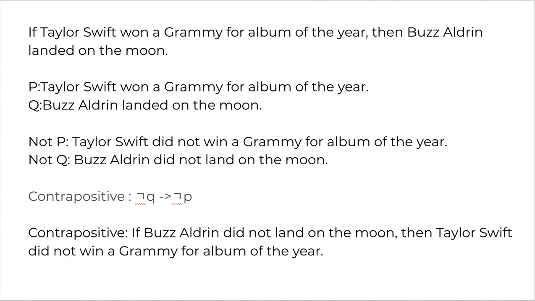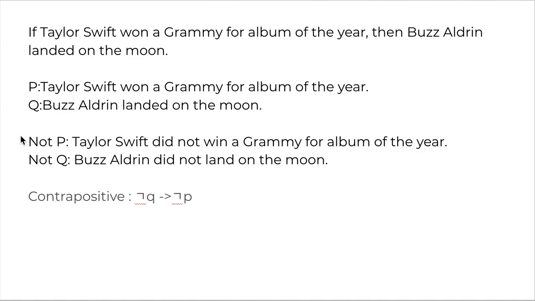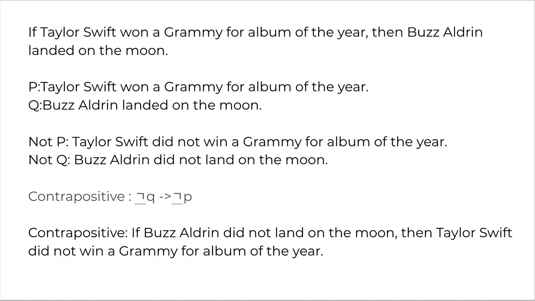A contrapositive statement is the one in which you write not Q implies not P. So not Q is Buzz Aldrin did not land on the moon, implies Taylor Swift did not win a Grammy for Album of the Year. So that can be written as if Buzz Aldrin did not land on the moon, then Taylor Swift did not win a Grammy for Album of the Year. Perfect? So let's move on.